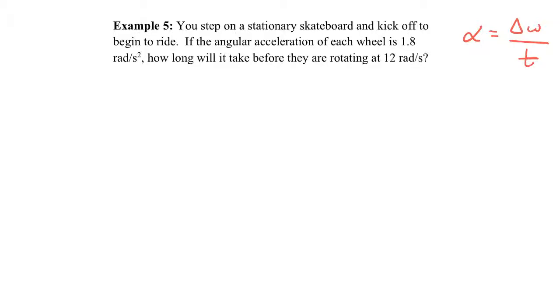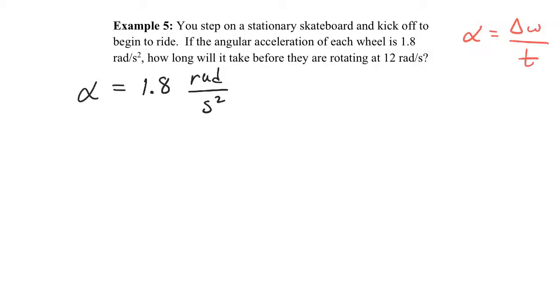So maybe toward the end of the problem, you want to convert things from radians per second to rotations per minute so you have an idea of what you're actually doing. So let's start by listing what we know. The angular acceleration of each wheel, that's alpha, is 1.8 radians per second squared.